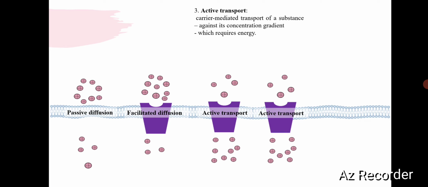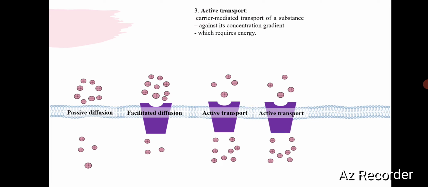Next is active transport. Here, the drug molecules move from the region of lower concentration to the region of higher concentration, that is, against the concentration gradient, thus it requires energy. For example, transport of sympathomimetic amines in the neural tissue, transport of choline into cholinergic neurons, and absorption of levodopa from the intestine are examples of active transport.